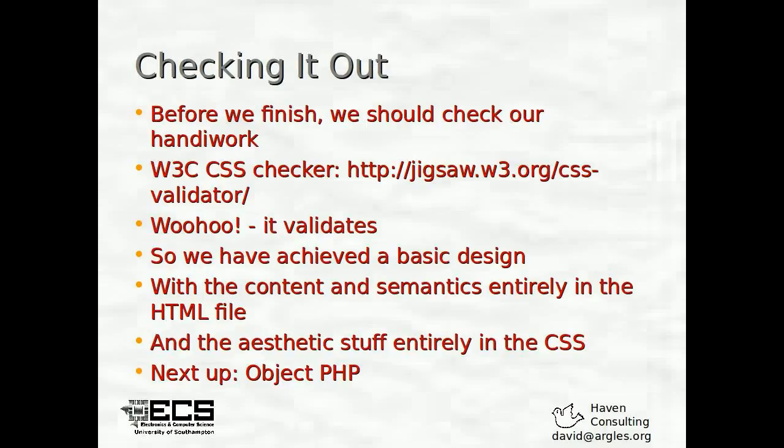Now, before we finish, we should check out our handiwork. We can use the W3C Checker for CSS, and if we put our CSS code, or our page actually, through the validator, we'll find that the CSS validates straight off. So we have been successful in achieving a basic design. We have the content and semantics entirely in the HTML file. We have the aesthetic stuff entirely in the CSS, so we have achieved our separation of concerns. That will be extremely important as we go through. Our next task is to consider Object PHP.